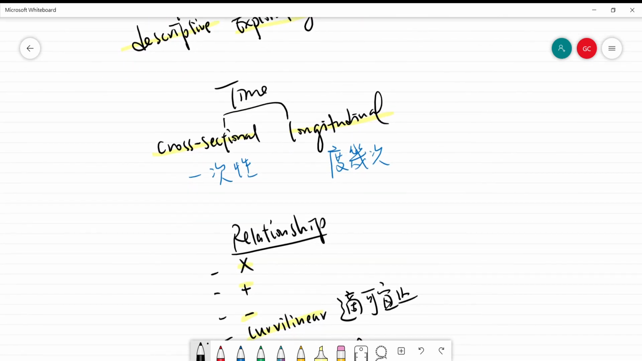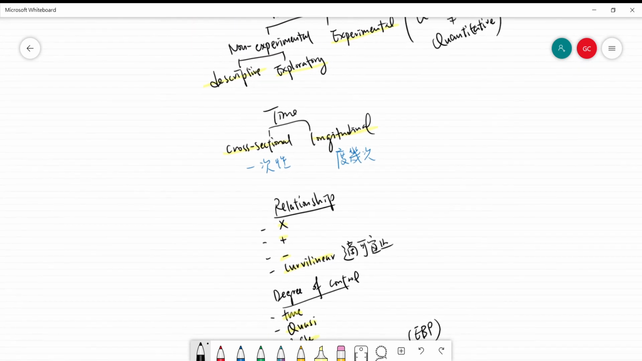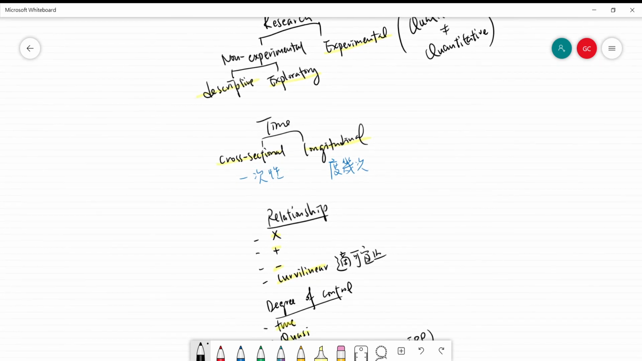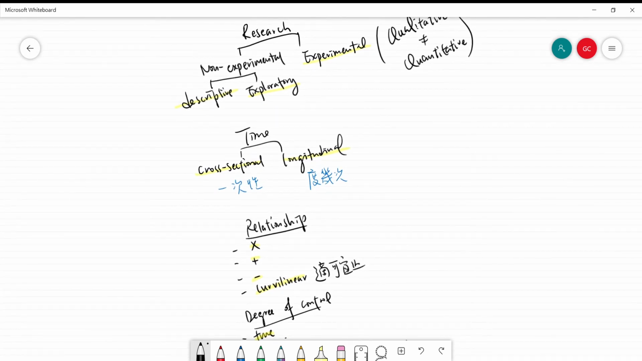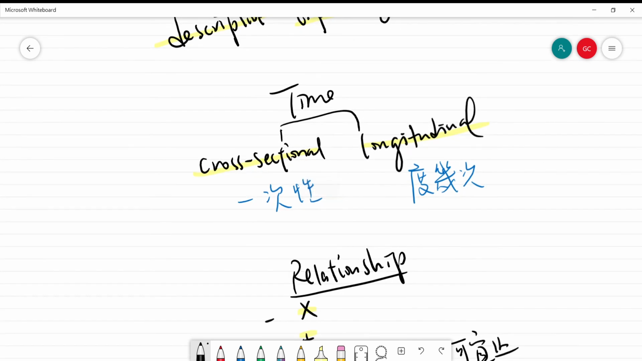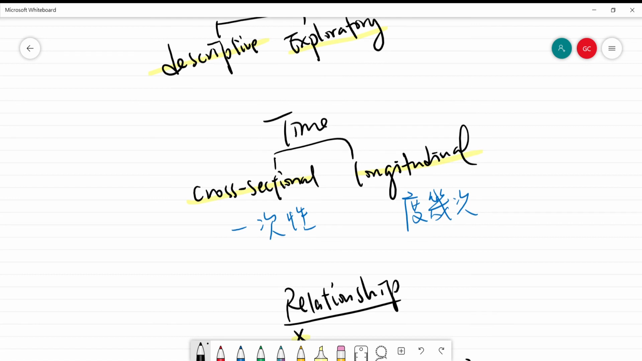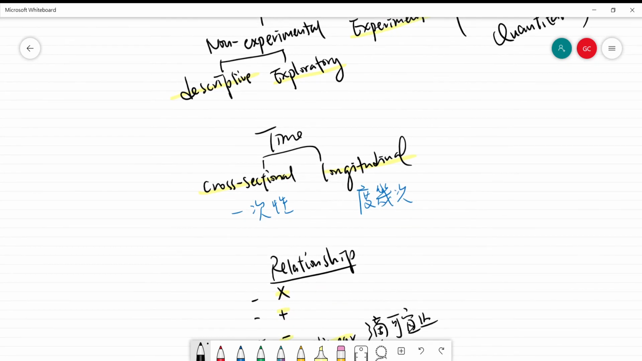So about the time of the research, there are also two different degrees of time. The first one is the cross-sectional and the other one is the longitudinal. So as you can see, here I wrote in Chinese. This cross-sectional is that the research only measured one time for the result. But conversely, the longitudinal is that the researcher needs to measure the result for a couple of times, maybe 2, maybe 3, or maybe 4, or so on.